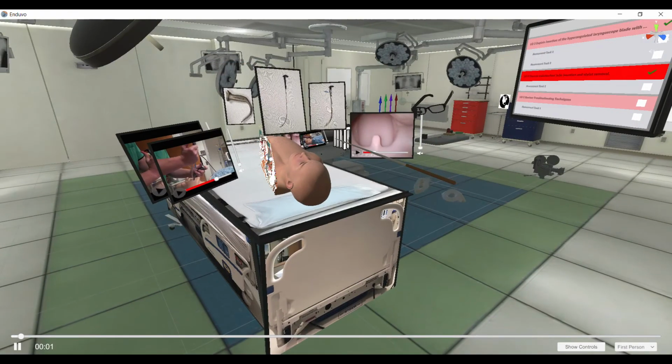All right, for this portion of the lesson, we're going to focus on insertion of the endotracheal tube that is loaded with a rigid stylet and the different aspects of this portion of the procedure that make it challenging. So if you'll join me at the head of the bed.